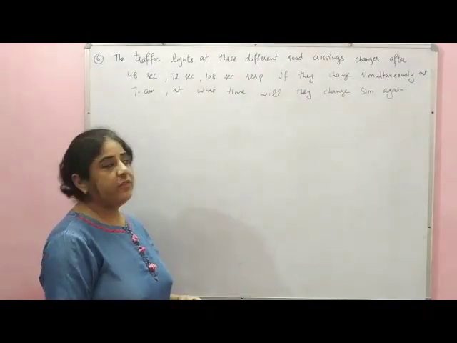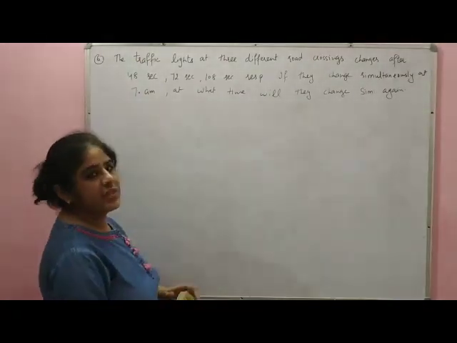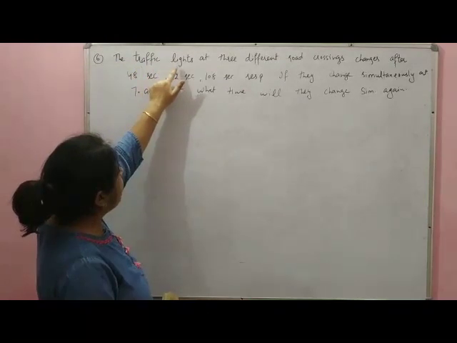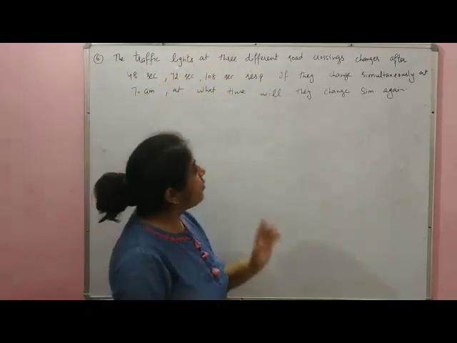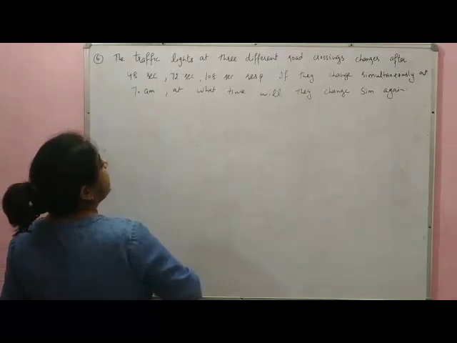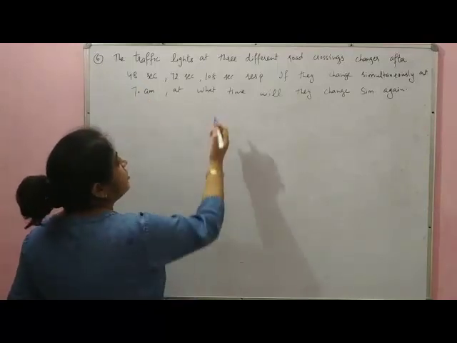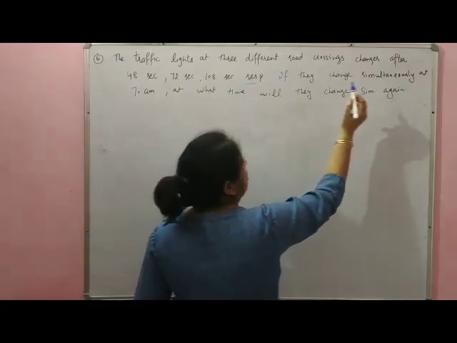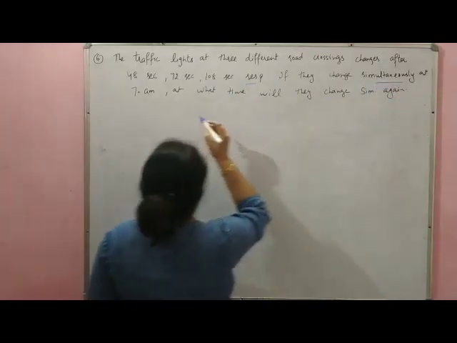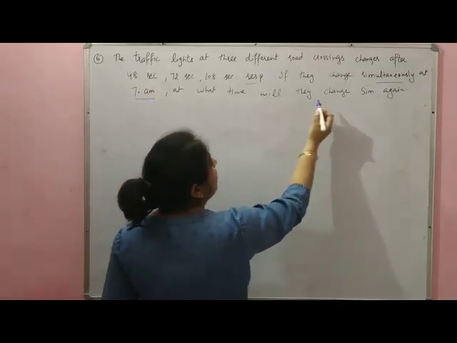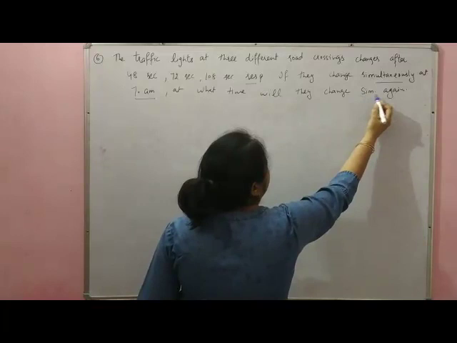Students, now we are here with question number 6 of exercise 3.7. The question is that the traffic lights at 3 different road crossings change after 48 seconds, 72 seconds, 108 seconds respectively. If they change simultaneously, meaning together at 7 a.m., at what time will they change simultaneously again?